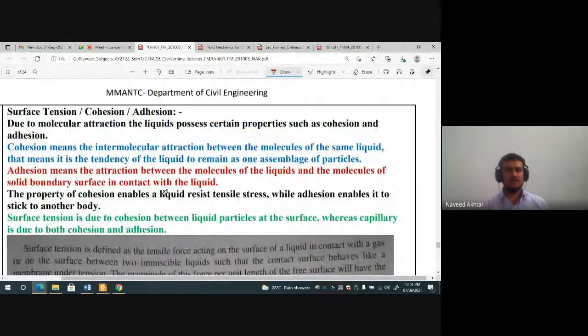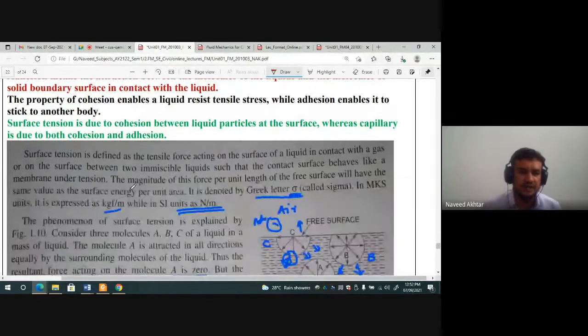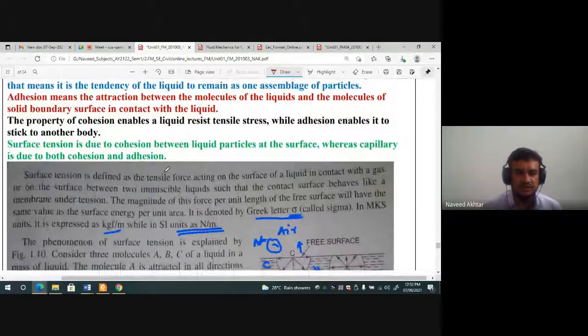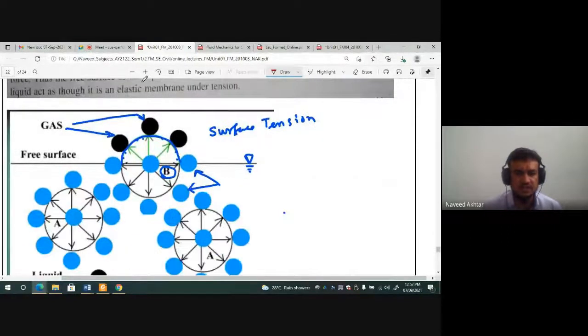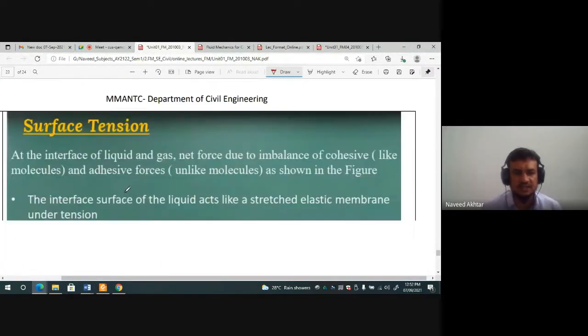What is the cohesion? Cohesion is nothing but the intermolecular attraction between the molecules of the liquid, and adhesion is the attraction at the boundaries between the molecules of liquid and the molecules of solid or air, you can say. We have also seen the explanation of the surface tension. It is due to the imbalance of force between the cohesion and the adhesion.